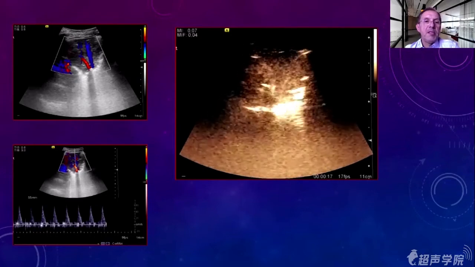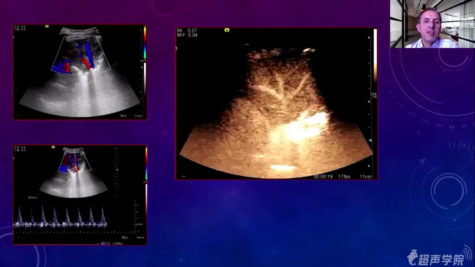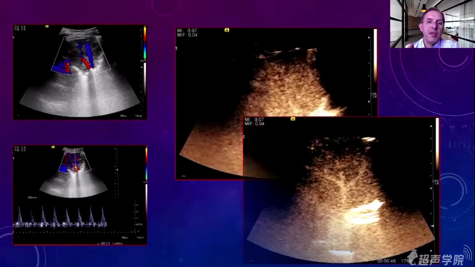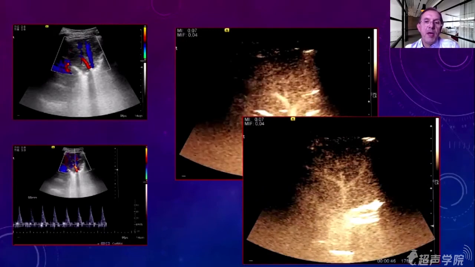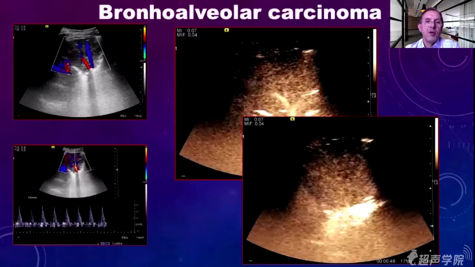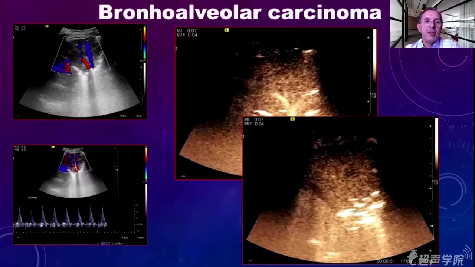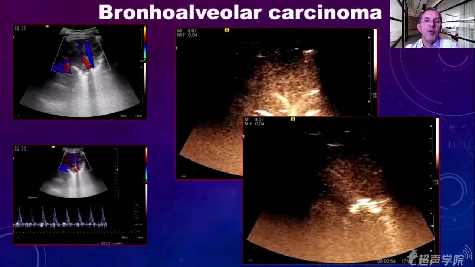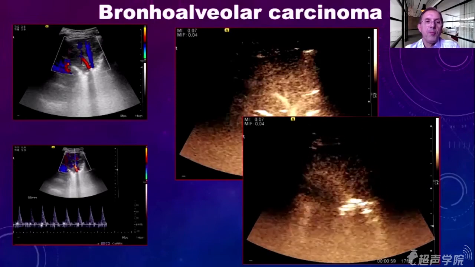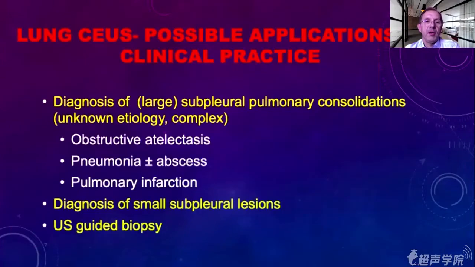After this behavior of the contrast, and with these straight vessels, you may suspect some neuropathic lesion. But we have biopsied these lesions and the finding was bronchoalveolar carcinoma. So it is known that in this type of tumor, frequently we have vascularization through the pulmonary artery and not the bronchial artery.